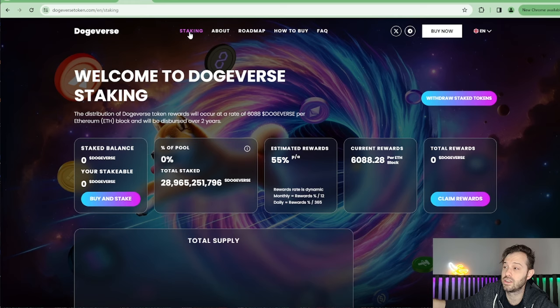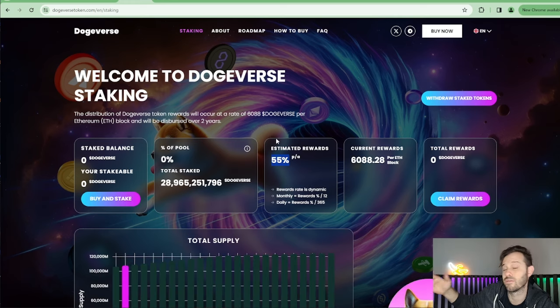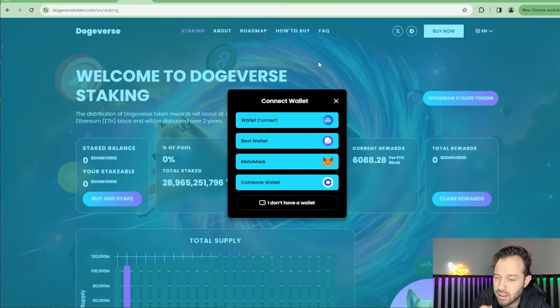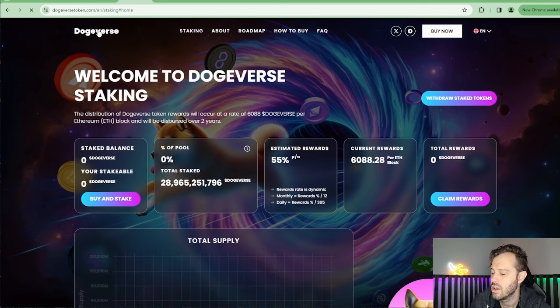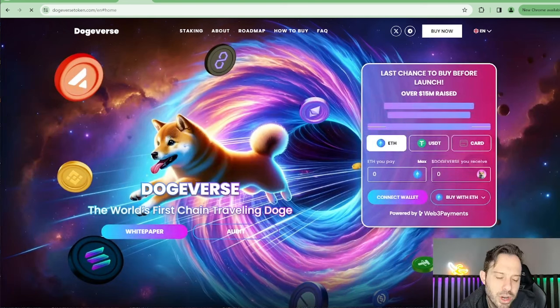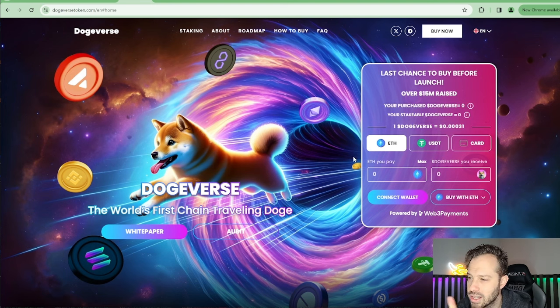Now, if you're not one to trade, you can stake Dogeverse for 55% annualized passive income right now. Please be aware that this reward rate is dynamic, so if more people stake, that number is going to go down. But you can stake and not have to worry about the volatility of trading and still earn ridiculous interest on Dogeverse. Now, one last thing I want to touch on.